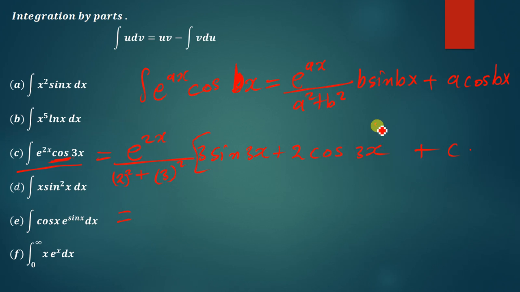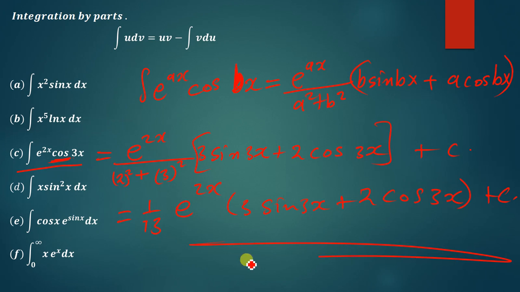This is supposed to be in brackets. Even here, I'm supposed to put this in brackets. So this will be 4 plus 9, which gives you 13. So we have 1 over 13 e to the power 2x, then open brackets, 3 sine 3x plus 2 cos 3x, then plus c. So this is the final answer.